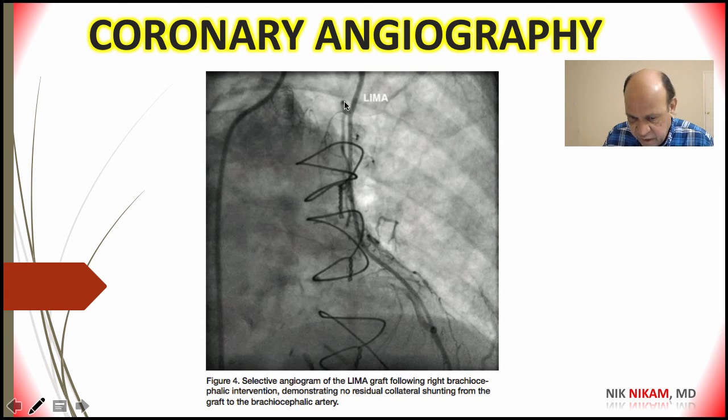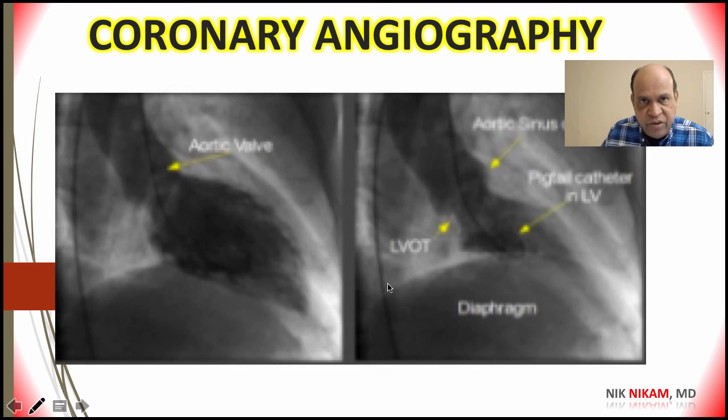Here we are injecting contrast in the left internal mammary artery, which is connected to the left anterior descending branch, and it lights up, and as you can see, there is total occlusion of the left anterior descending branch in the proximal segment.